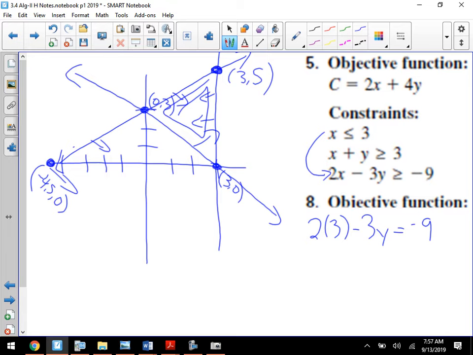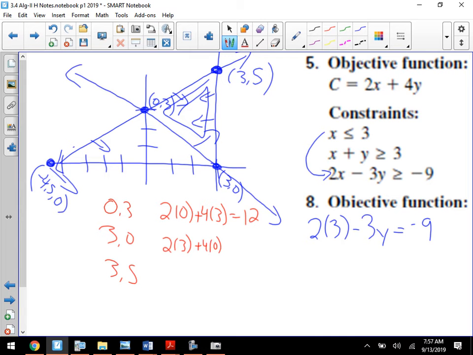Okay. So in this case, we have the 3 ordered pairs to test. We have 0, 3, 3, 0, and 3, 5. So constraint function, 2 times 0 plus 4 times 3, 12. 2 times 3 plus 4 times 0, 6. And then last but not least, 2 times 3 plus 4 times 5, which is what, 26? Where's your maximum? Where's your minimum? 26.